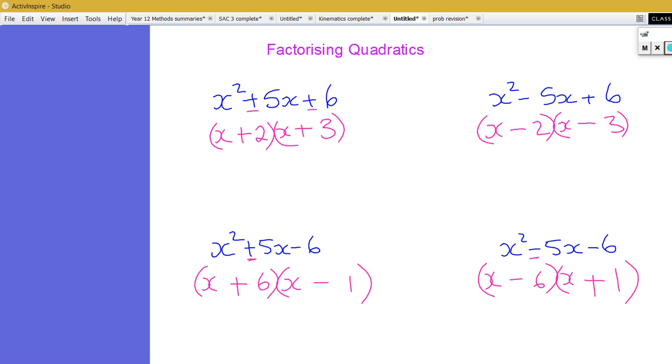And you can check these. You can always check these by doing a quick expand to make sure you've got all your numbers and all your signs in the right places.